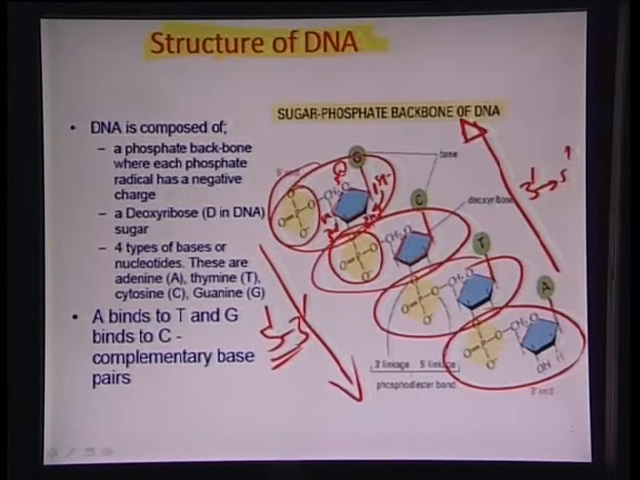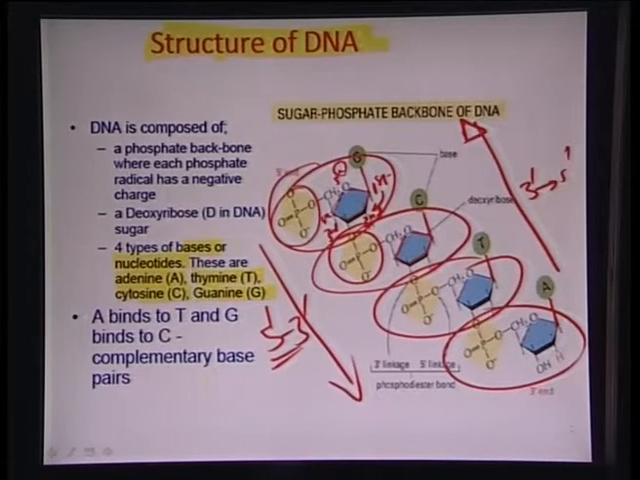Also, at the first carbon we have several of these base groups which are covalently bonded to the first carbon of the sugar molecule, and there are 4 such groups in DNA. They are adenine, thymine, cytosine and guanine. So typically 4 types of bases or nucleotides.